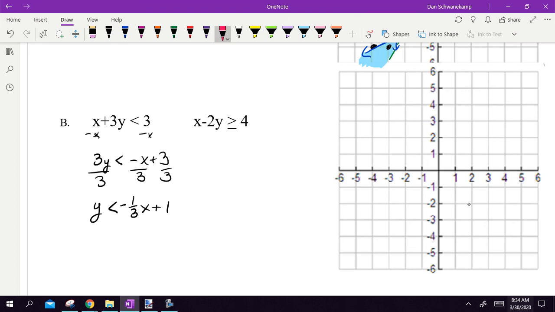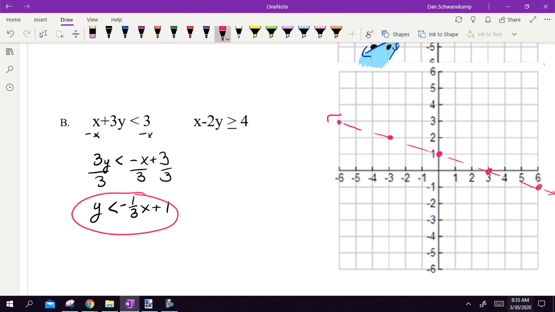Let's graph it. Graph it in red there. So +1, so I'm right here. -1/3, down 1 over 3, up and to the left 3. Solid or dashed? I'm going to make it a dashed line. No solid line underneath, so I make it dashed.